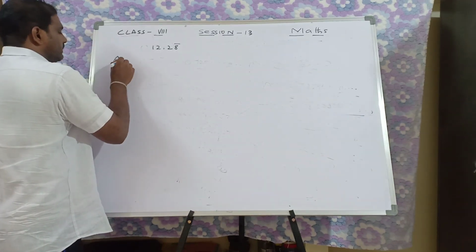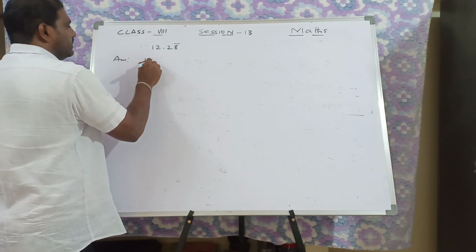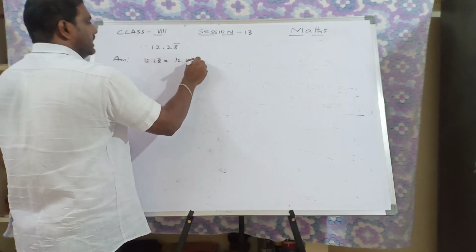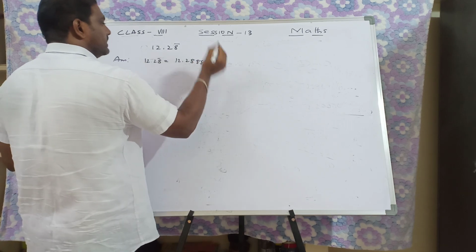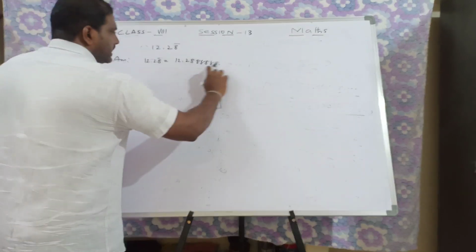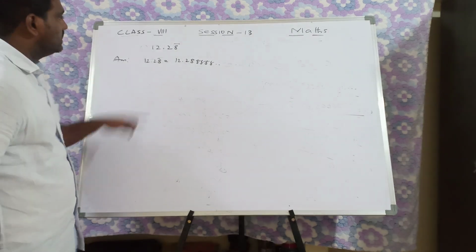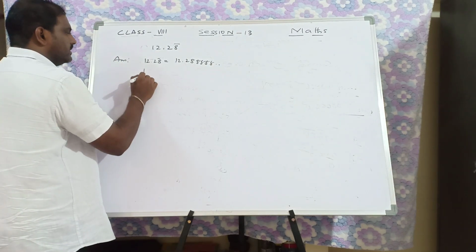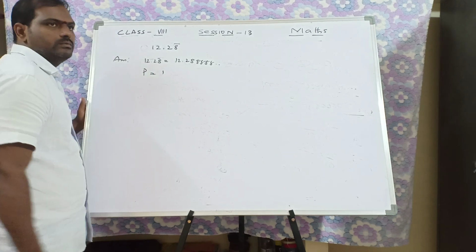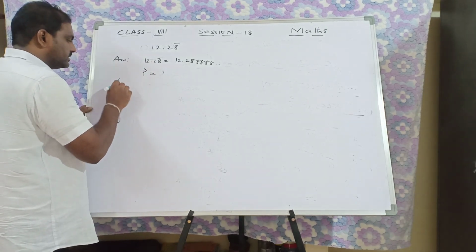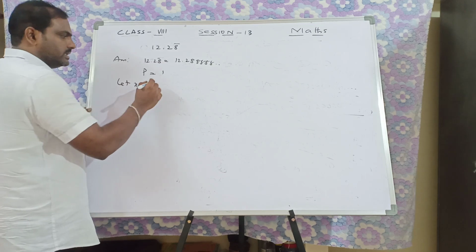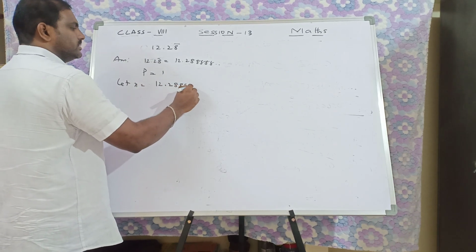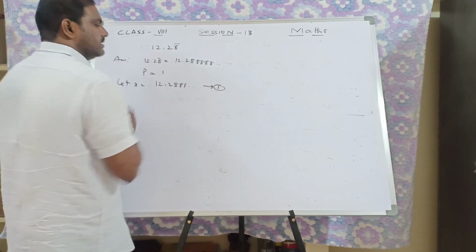As usual, first, 12.28 bar is nothing but 12.2888 and so on, you have to write. Why am I writing 888 only? Because the bar is given for only 8. Next, what should I write? Its period is equal to 1. So let x equal, look at how I am writing, let x equal 12.288 and so on. It is equation 1.